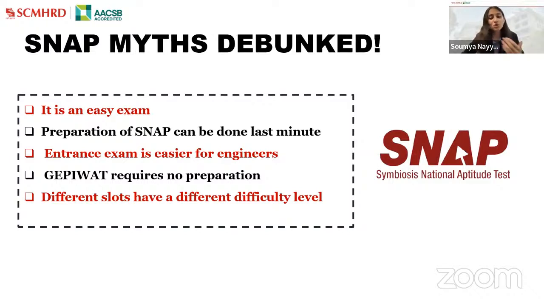The next is the GE and PI process. When it comes to the group exercise, you have to be on your toes and come up with new and creative ideas. And personal interaction, of course, requires you to be well versed with your own self. So it's not something that you can prepare at the last minute and be done with it. After you receive your SNAP percentile, it is very important to be aware of the GE PI process as well.